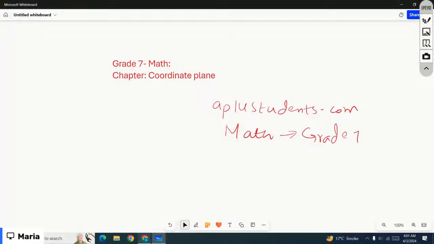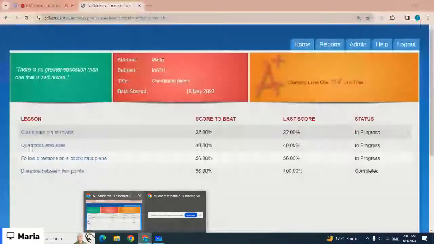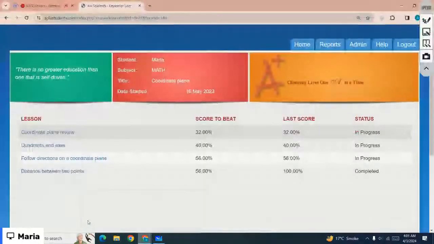So please make sure you have your notebook and pencil so that you can note down the important examples and definitions as well, right? So let's just start with the lesson. Okay, here I am on grade 7 math. The chapter we are on right now is coordinate plane. Let's start with the first lesson, that is coordinate plane review.